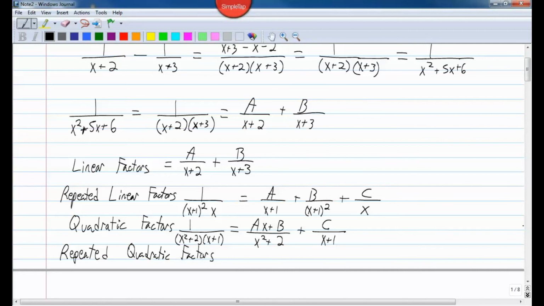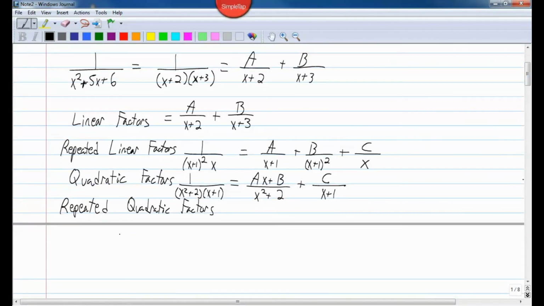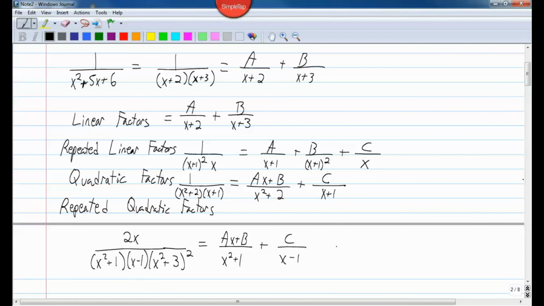Alright, now if you have repeated quadratic factors, like say I had 2x over, let's say x squared plus 1 times x minus 1 times x squared plus 3 squared. Here's the way my equations will need to be. Ax plus b over x squared plus 1 plus c over x minus 1 plus, now here's where the repeated quadratic comes into play, dx plus e over x squared plus 3 squared plus fx plus g over x squared plus 3.